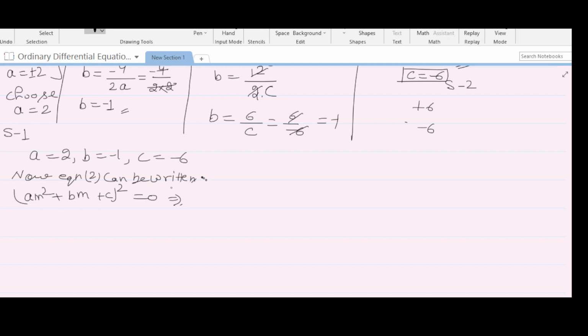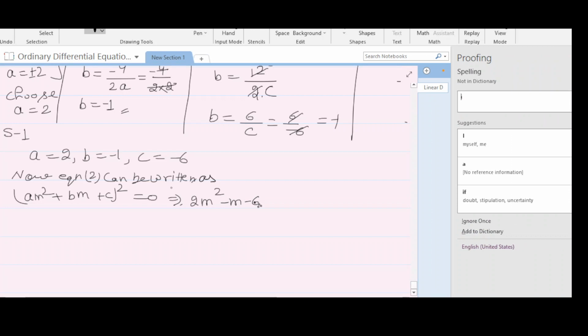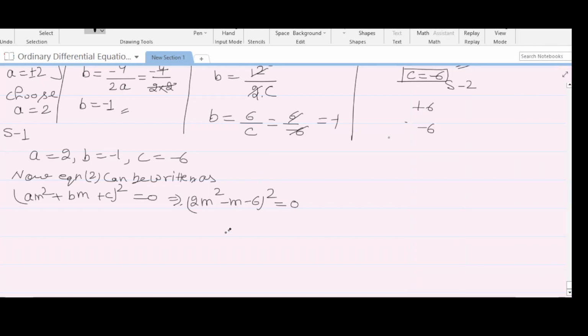So there was a puzzle written as (2m² − m − 6)² = 0. Now how to solve it? Either 2m² − m − 6 = 0. Now we have to find out its root.